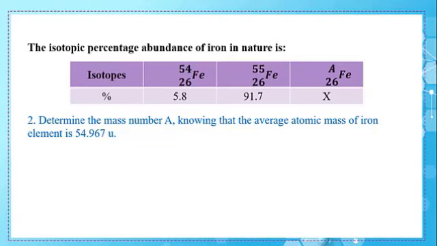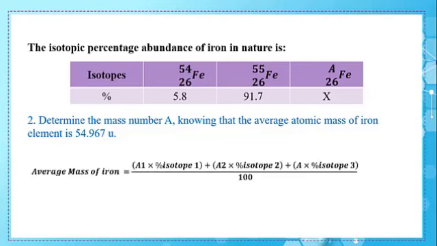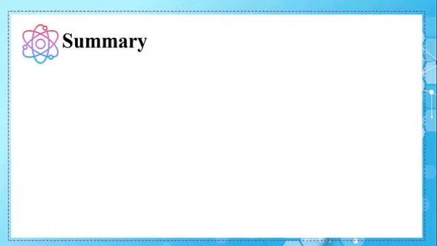Determine the mass number A, knowing that the average atomic mass of the iron element is 54.967 U. So you will use the average mass relation. In this relation, everything is known except for the mass number A, which corresponds to the mass number of the third isotope. Bring A in terms of the others. A is equal to 56.